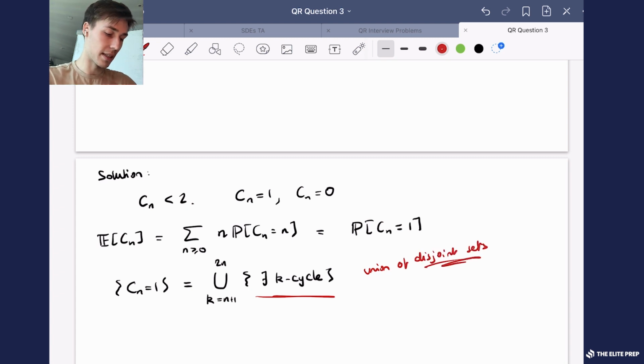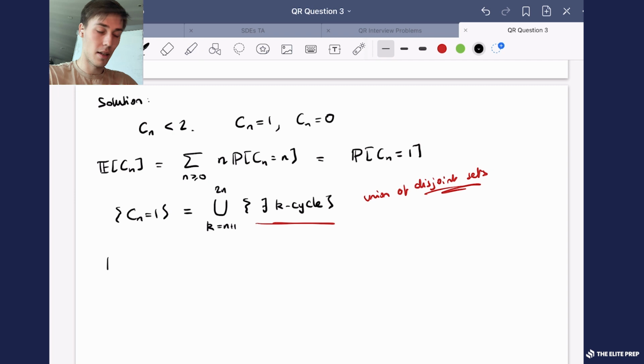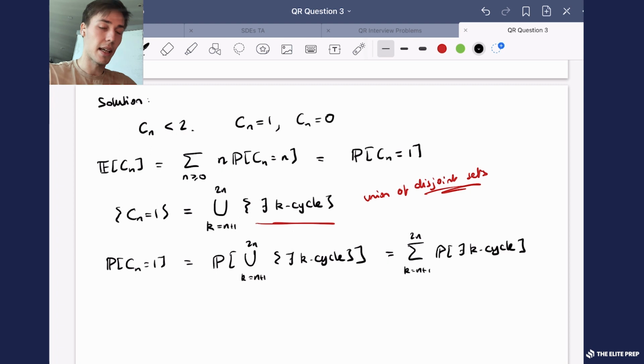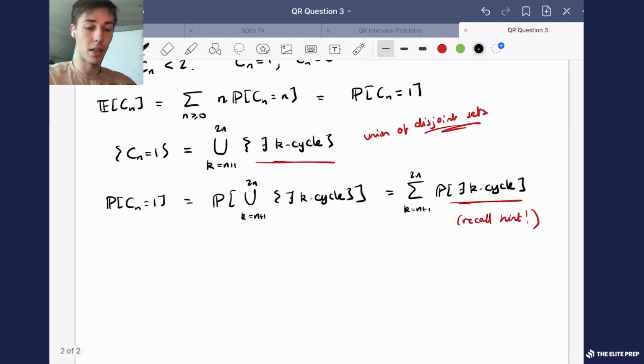So that means that the probability that Cn equals 1 is equal to the probability over this union, and that, because it's a union of disjoint sets, is just equal to the sum over the probabilities. And this is exactly where the hint now comes in. So to compute the probability that there exists a k cycle, we apply some fundamental combinatorics.